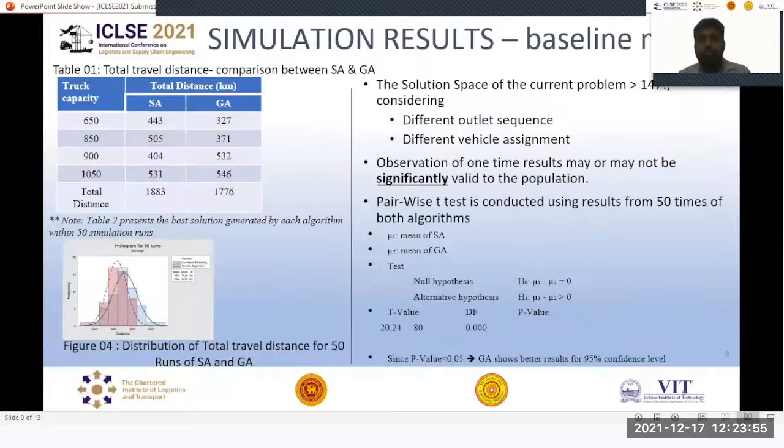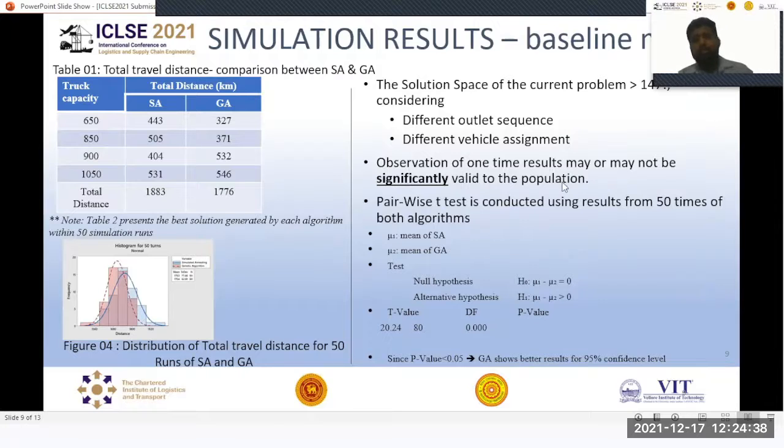So these are the results of the baseline model. As you can see, GA shows better results than SA. But this table is based on one-time results. Figure 4 shows the distribution of the results for 50 runs for both SA and GA. In some cases we observed that SA is a better approach for solving the problem. Sometimes we got the GA better result.